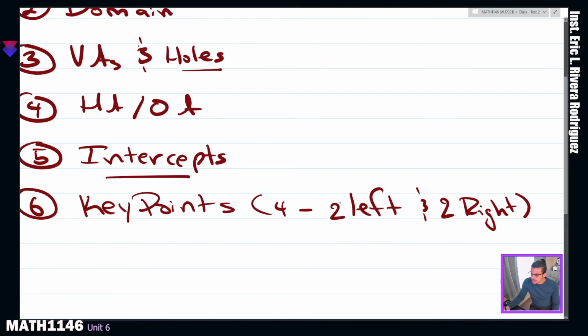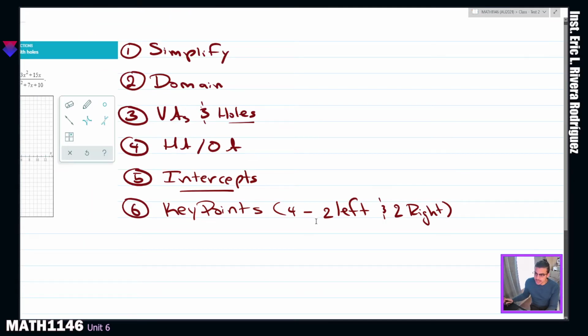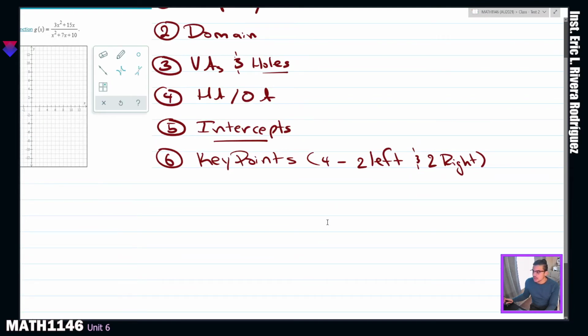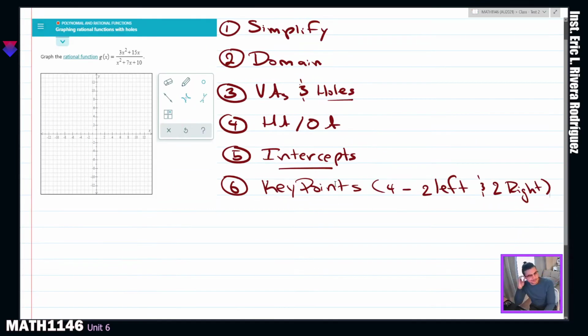The right side and the left side are determined by the vertical asymptote. So I should say that if we have one vertical asymptote, then the number of key points that we will need is 4, 2 for the left side and 2 for the right side. If we have 3, then we will find 6 key points, 2 for the left side, 2 for the middle, and 2 for the right side, and so on.